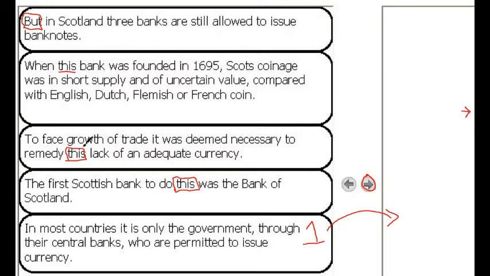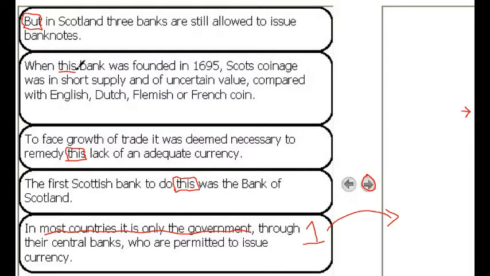So in most countries, only the government can issue banknotes. That's what that sentence was about. But in Scotland, 3 banks are still allowed to issue banknotes. This might be the second sentence, because but shows contrast, and it would be a contrast if banks in Scotland could issue banknotes, while in most countries it was only the government. But let's check the other sentences.